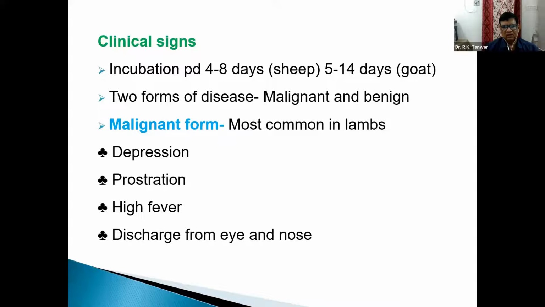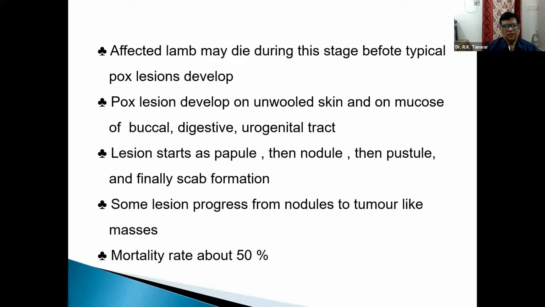There are two forms: one is malignant and another is benign. In the malignant form, the initial signs are depression, prostration, high fever, and discharge from the eyes and nose. Affected lambs may die during this stage. Pox lesions appear on unwooled skin, and in the buccal, digestive, or urinary tract. Lesions start as a papule, then nodule, pustule. Everybody knows the scab formation. Some lesions progress from nodule to a fluid-like mass.